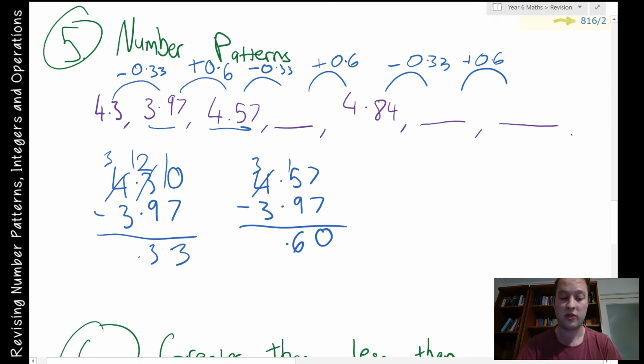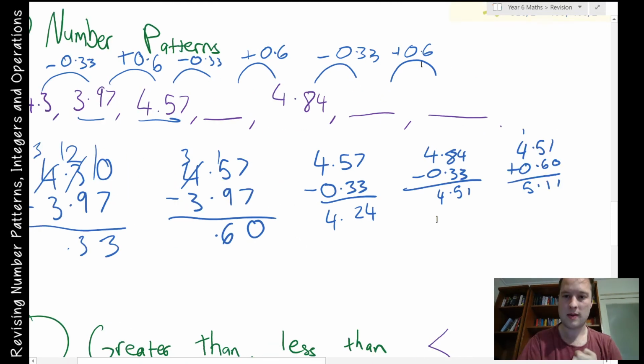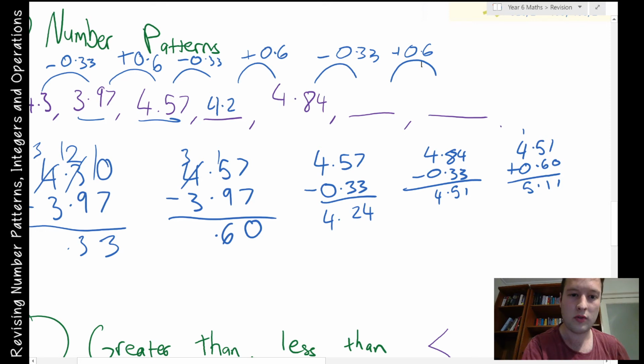So I'll just pause the video right now and quickly do that for you. Okay. I don't know what I've just done. There you go, fixed. So my answer was 4.24. My next one was 4.51. My next one is 5.11, or 5 and 1/10, 1/100th.